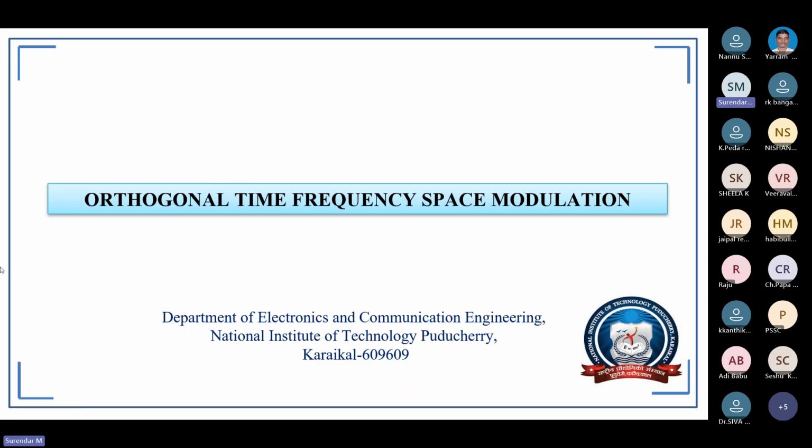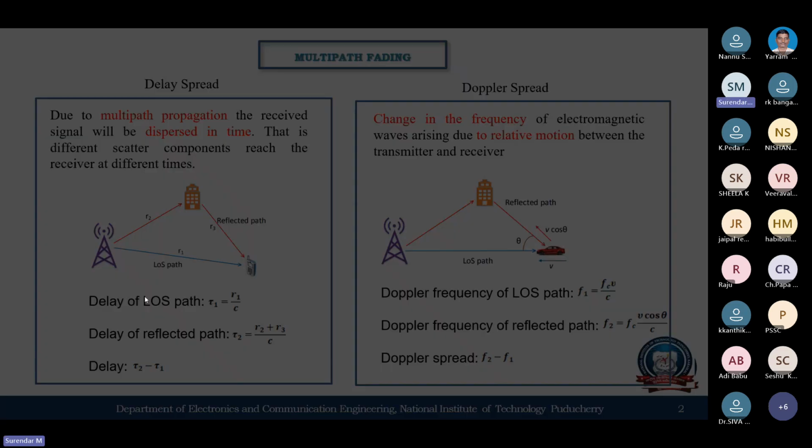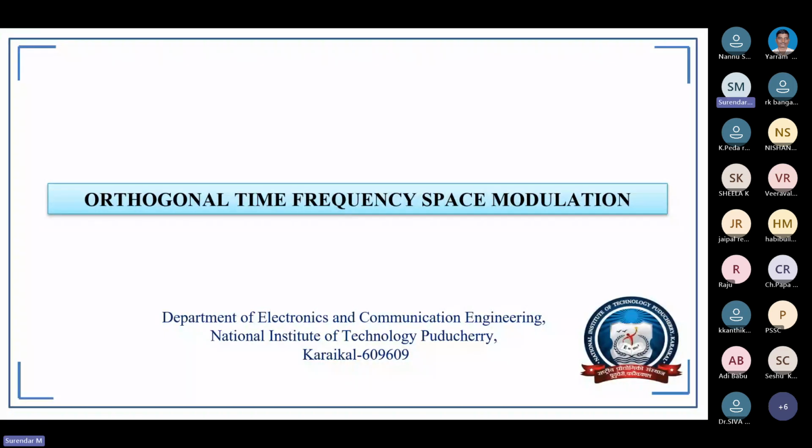So this is another exciting technology that is coming up in 6G. When I was doing my PhD, OFDM was considered a better technology for dealing with the frequency selective fading channel, and that forms a part of 4G also. Here we have OTFS, that is orthogonal time frequency space modulation.